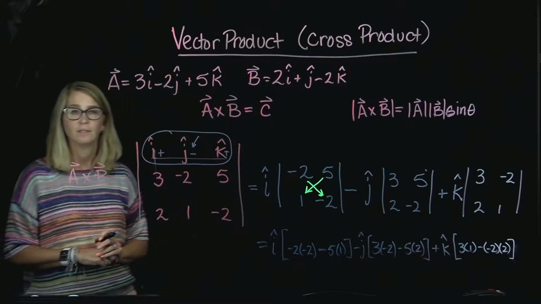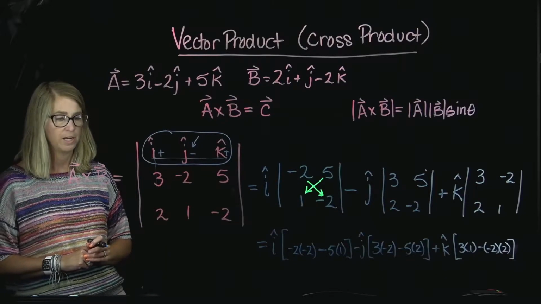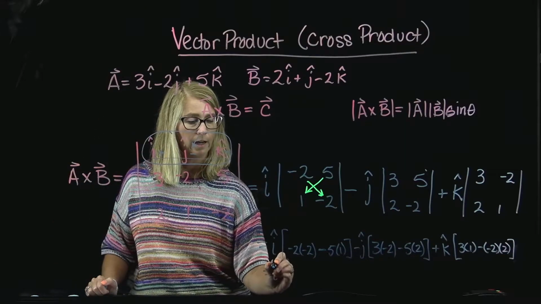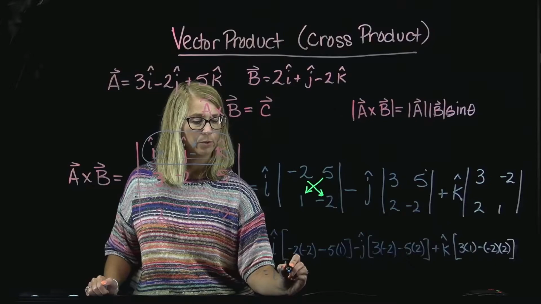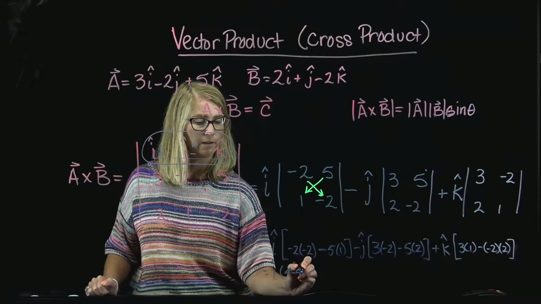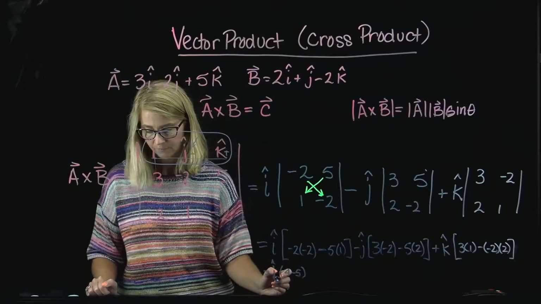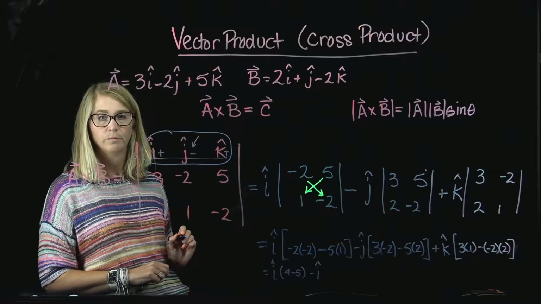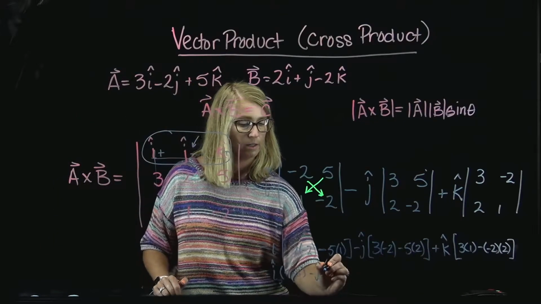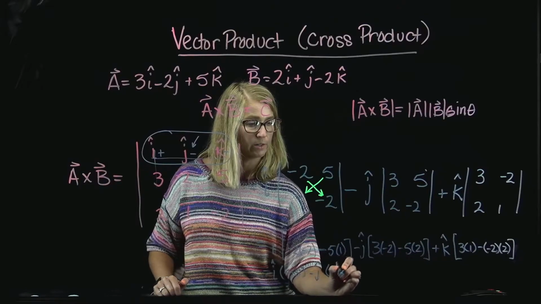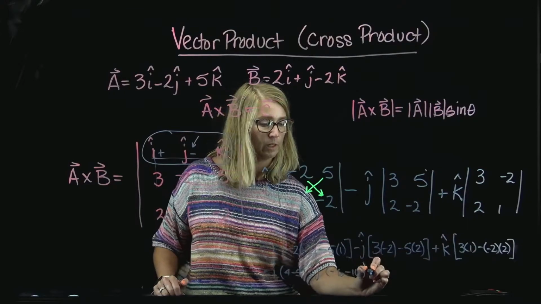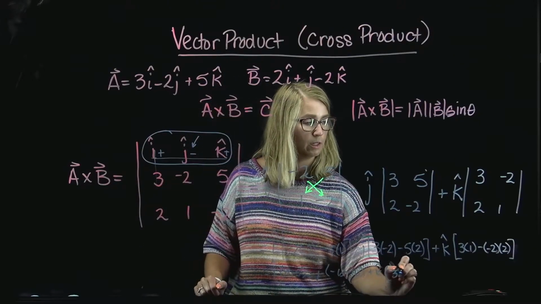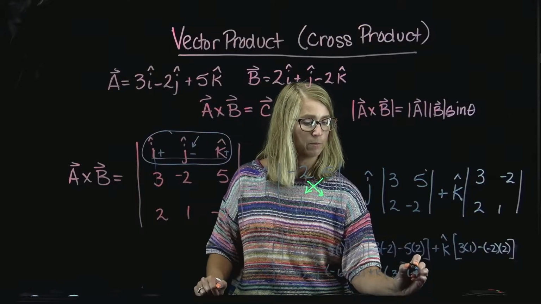Okay? Lots of writing, lots of things for me to hide behind. And so here I got I hat times 4 minus 5, minus J hat. Oops, do you see that? It's a J. And that's -6 minus 10. And then K hat is 3 minus a -4.